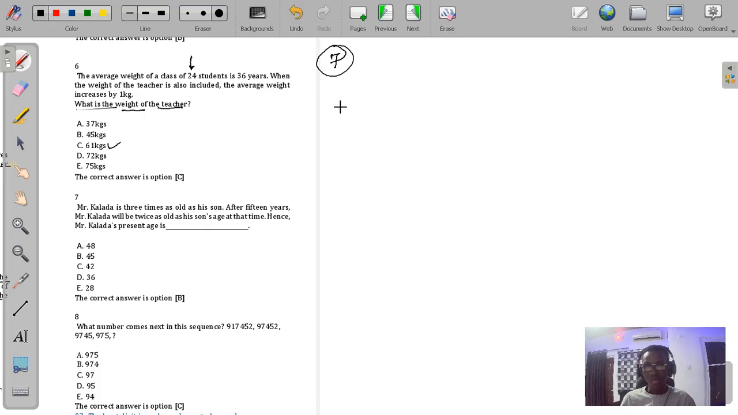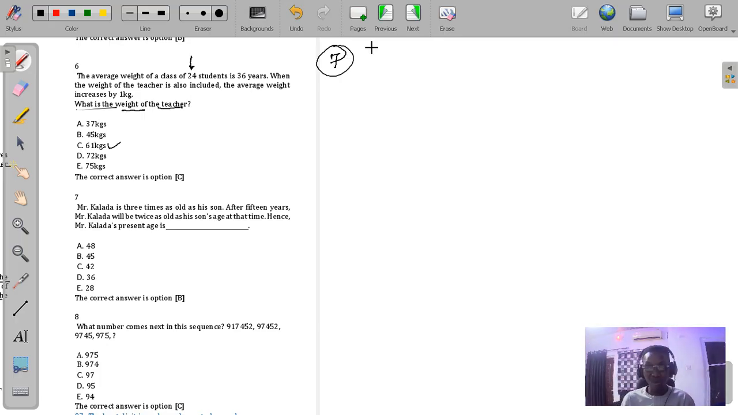So you have to be very, very fast with this. We don't know the age of the son. All I know is that Mr. Kalada is 3 times as old as his son. So let's say the son's age is 5, for instance. That means Mr. Kalada's age will now be 5 times 3. That means Mr. Kalada is 15 years old, right? As at that time.